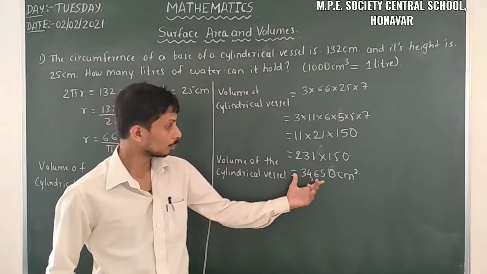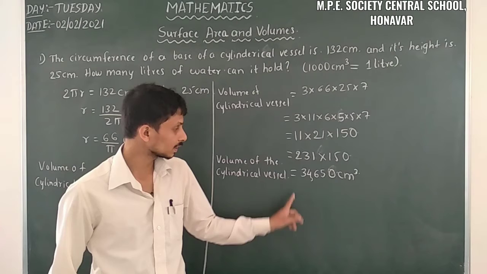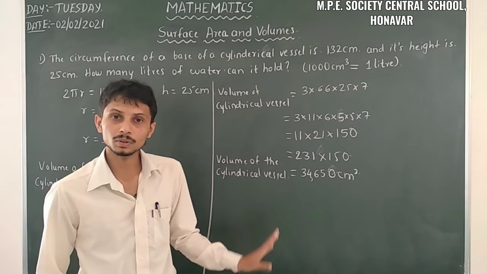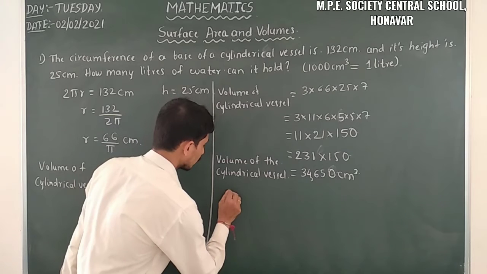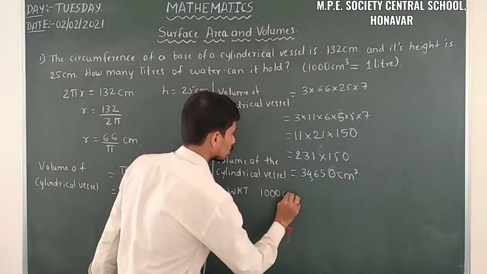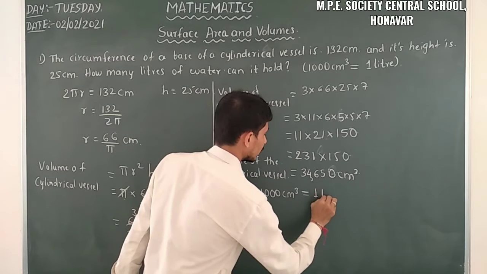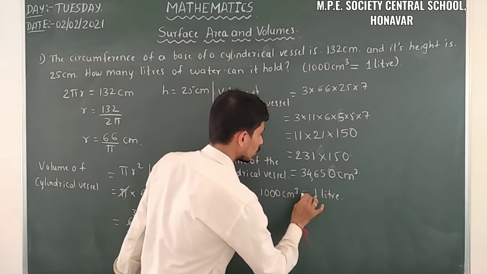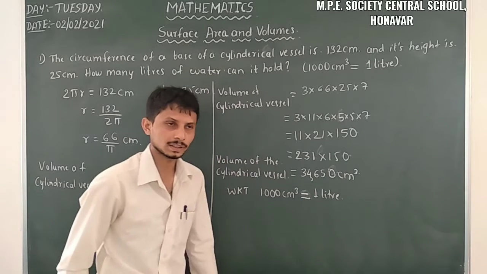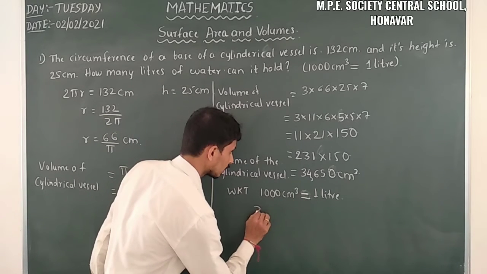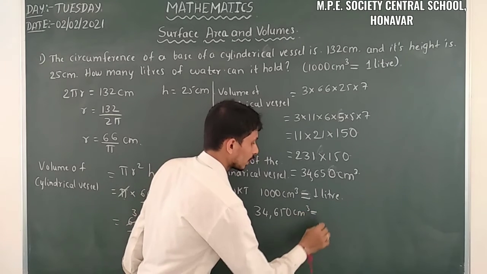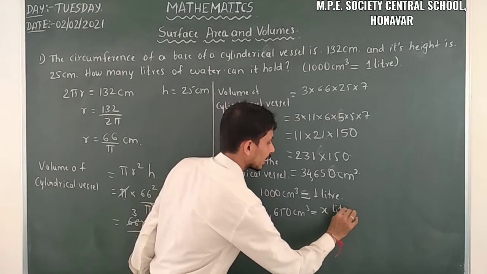So how many centimeter cube are there? 34,650 centimeter cube are there, and that is what we have to find. Already we know that 1000 centimeter cube can hold up to 1 liter of water. And there are totally 34,650 centimeter cube, and we have to find the value of x liters.